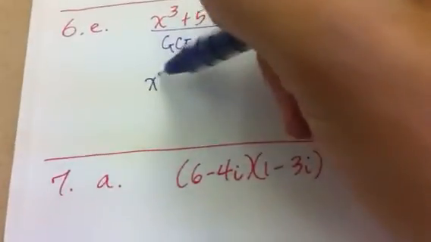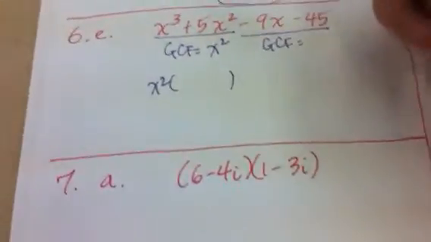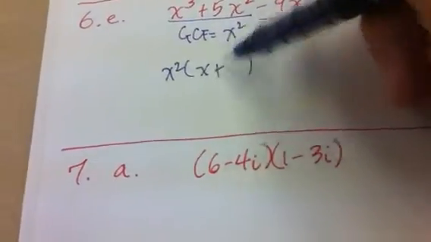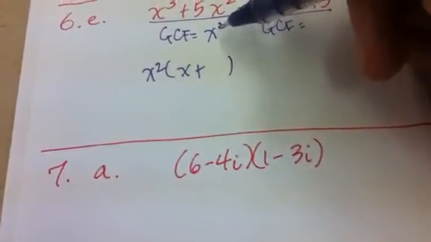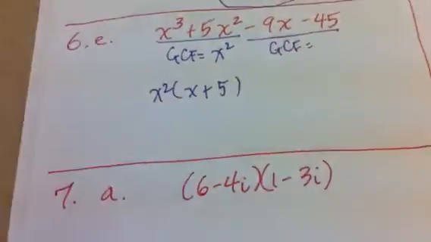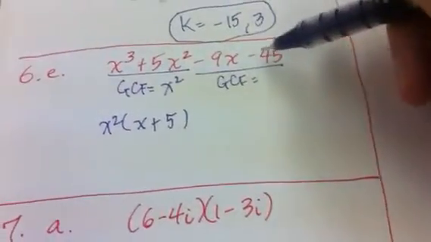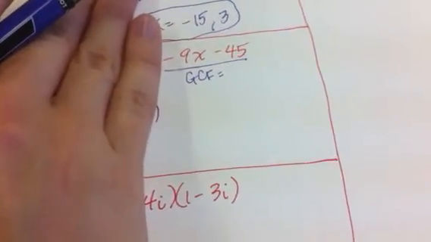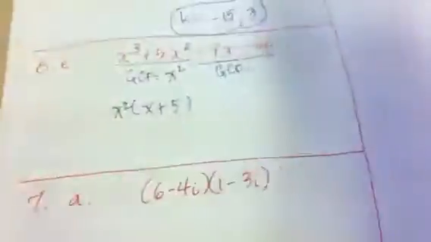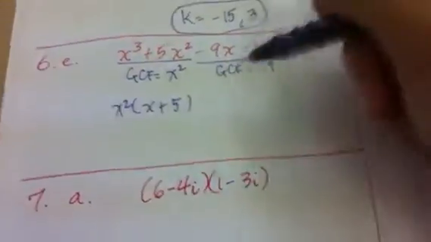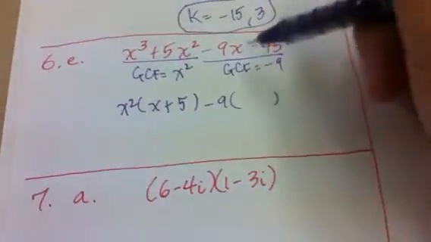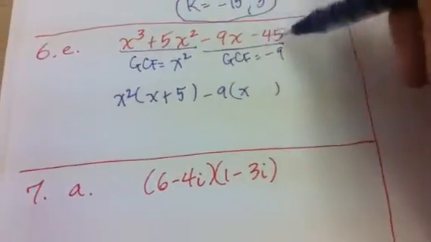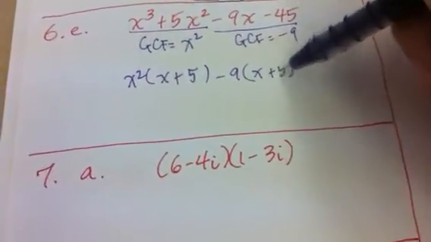So I'm going to come down here and I'm going to factor out x squared, which just basically means you're going to take x to the third and divide by x squared, and then take 5x squared, divide by x squared. Here, the GCF between these two terms, so you're ignoring that, the GCF is, well, it's 9, but since that first number is negative, I want to make it a negative 9. And then basically take negative 9x, divide by 9. Negative 45 divided by negative 9 is a positive 5.